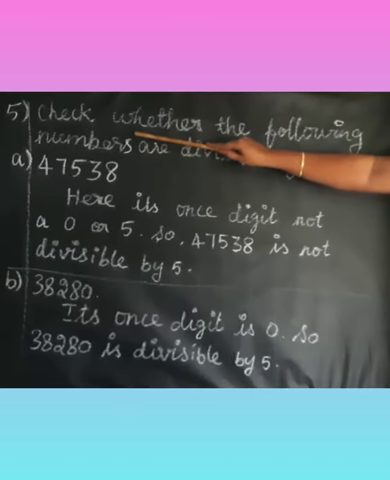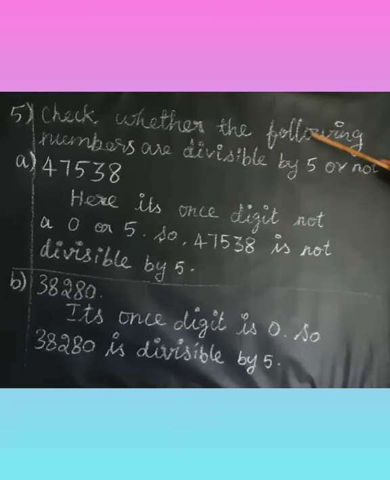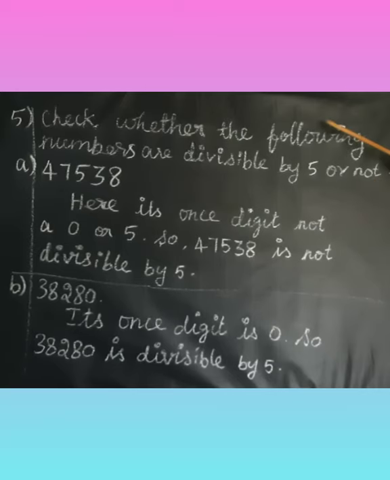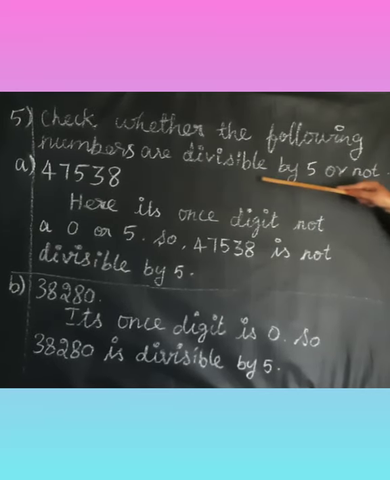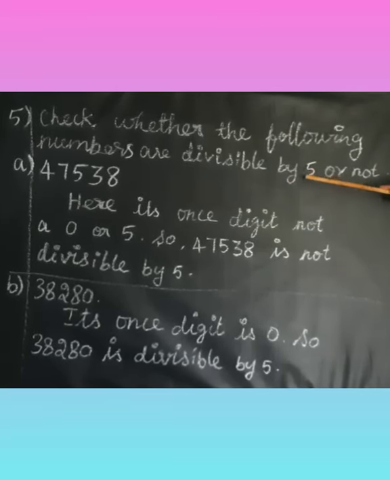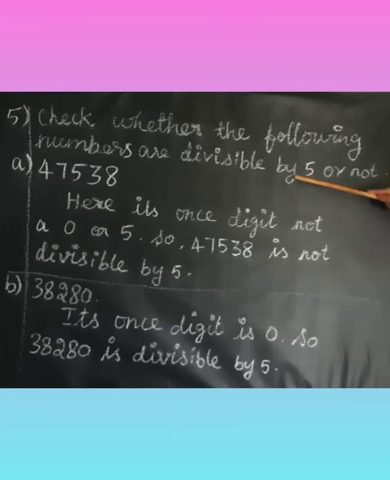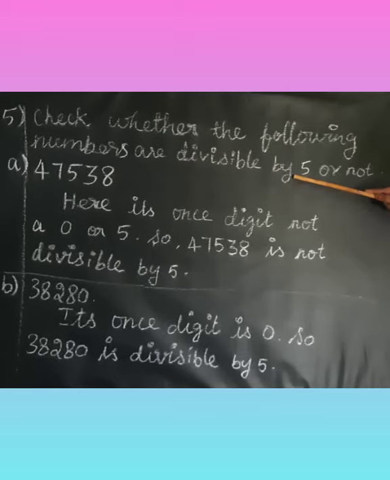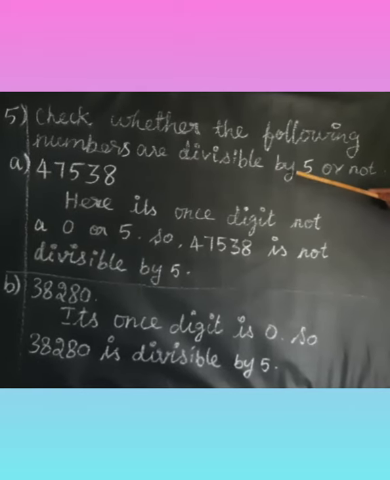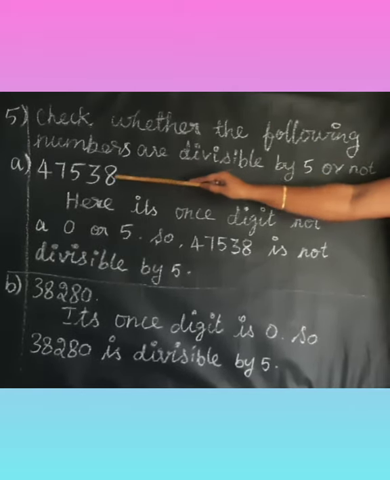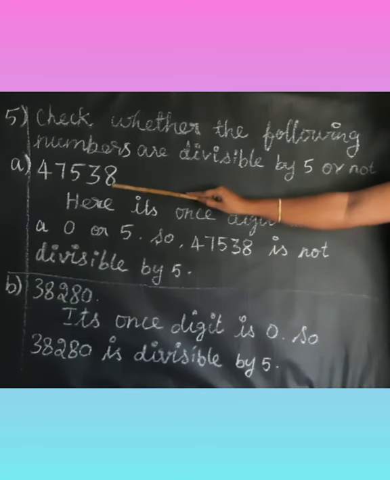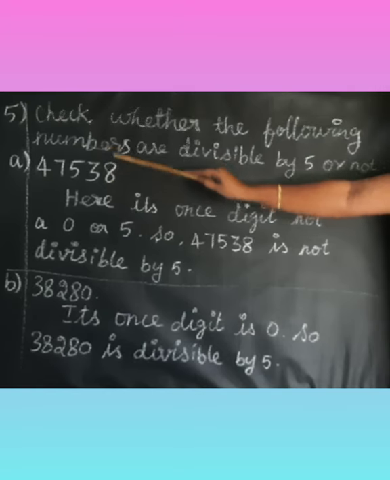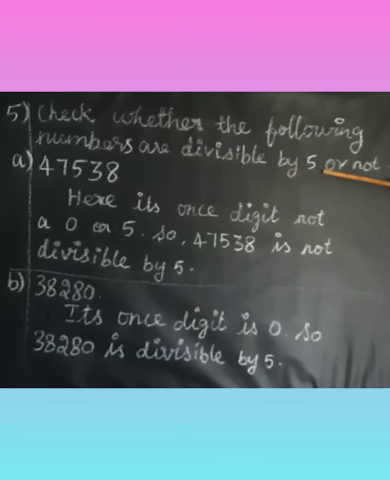Okay. Next, the fifth question. Check whether the following numbers are divisible by 5 or not. What is the rule for divisibility by 5? A number is divisible by 5 if its ones digit is either 0 or 5. This is the ones digit. If the ones digit is 0 or 5, then the whole number is divisible by 5.